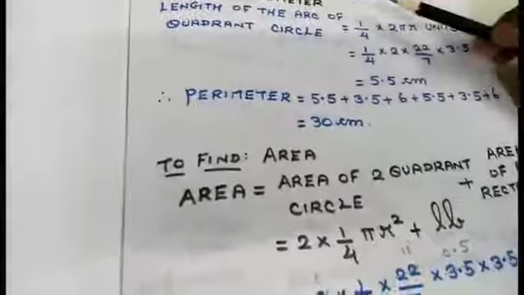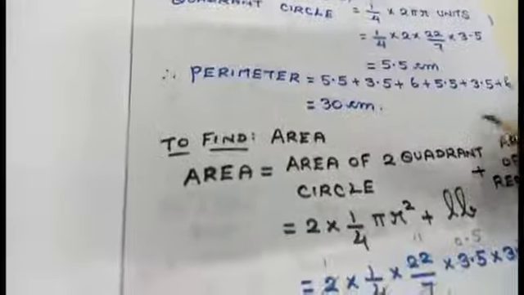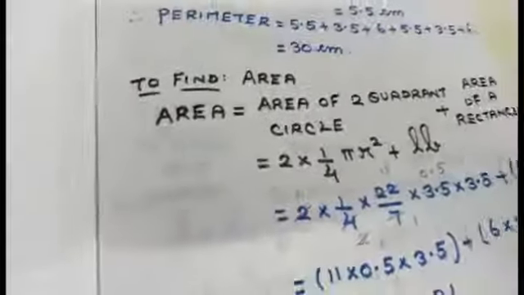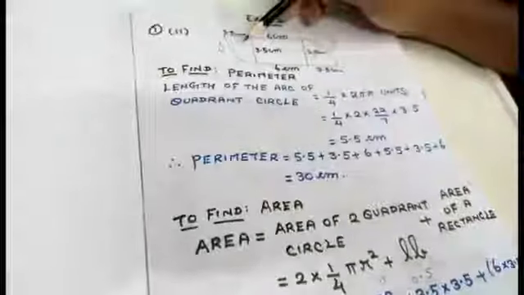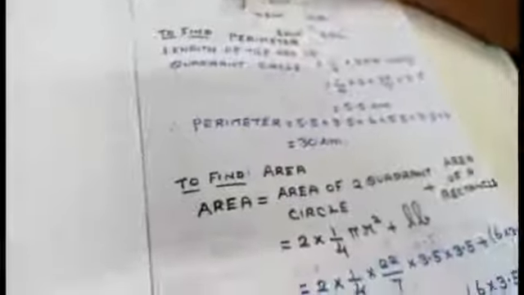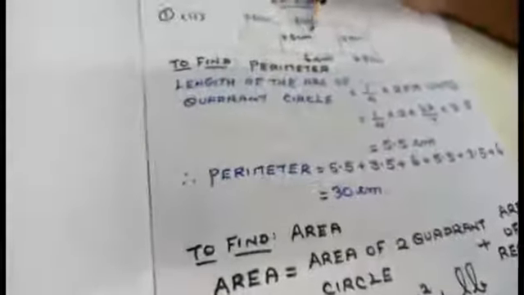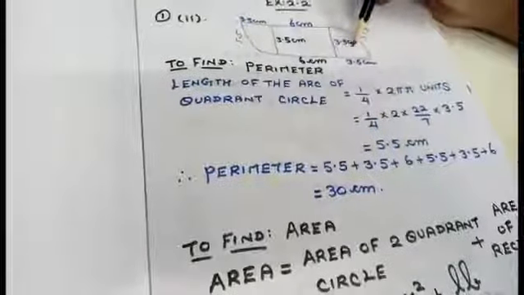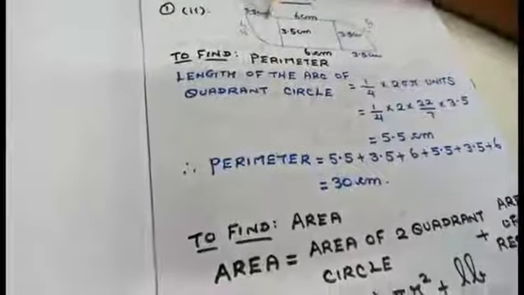For the same figure, I'm going to find the area. What is the meaning of area? Area means we always calculate inside the shape. The first shape here is a quadrant circle, the second shape is a rectangle, and the third shape is a quadrant circle. Both the quadrant circle measurements are the same.